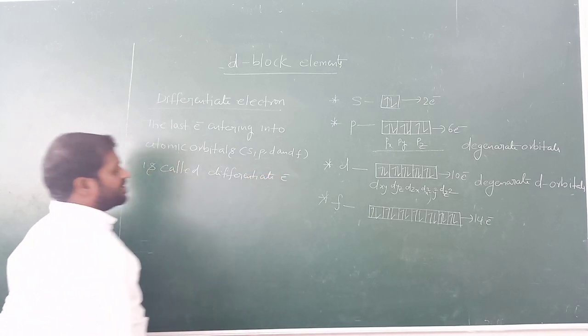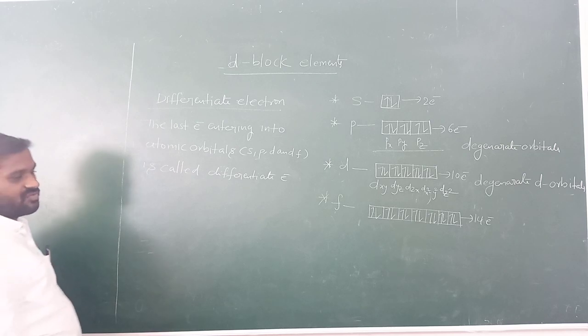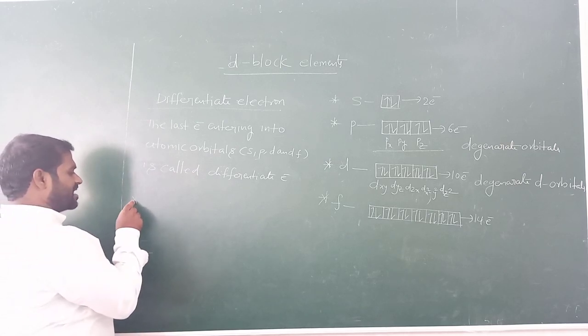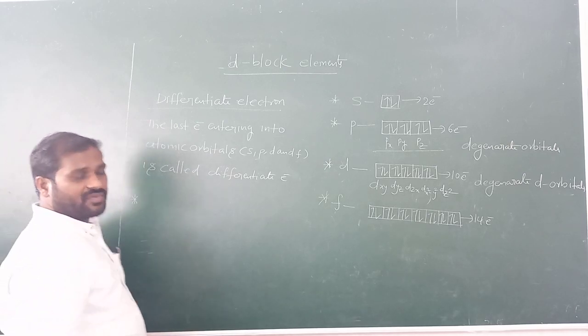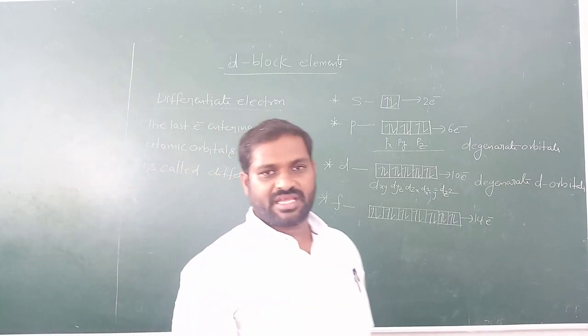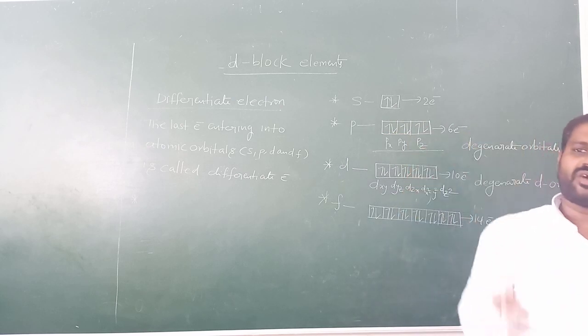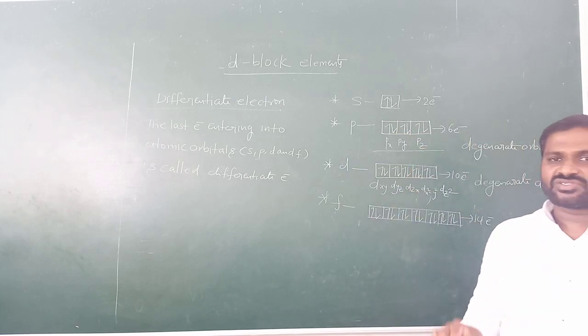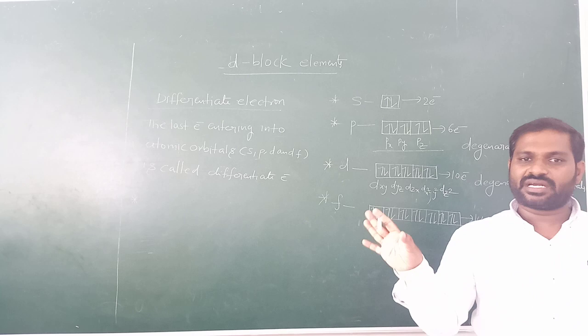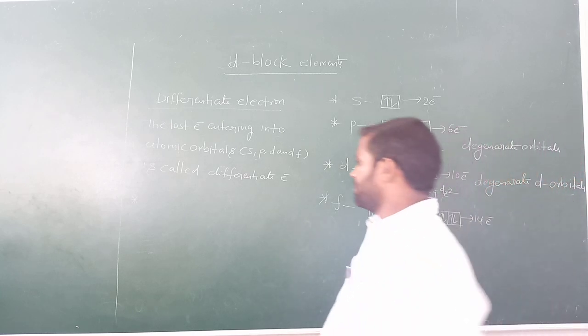Differentiating electron. So the last electron means, while we are writing the electronic configuration, the last electron which enters a particular atomic orbital decides whether it is s block, p block, d block or f block. Let's see.